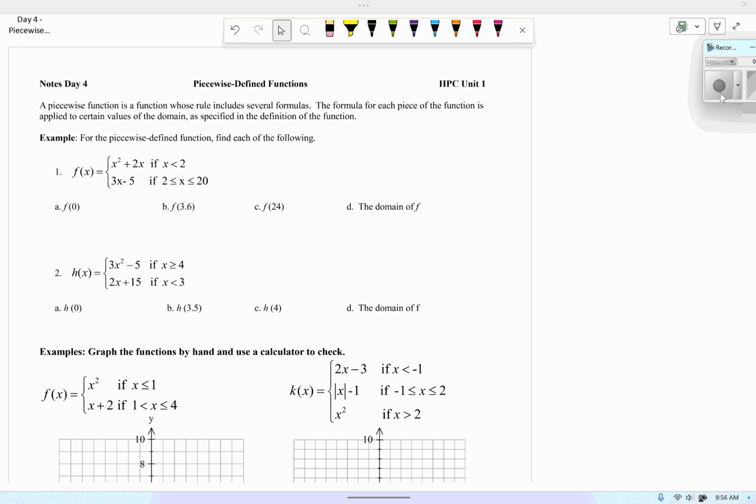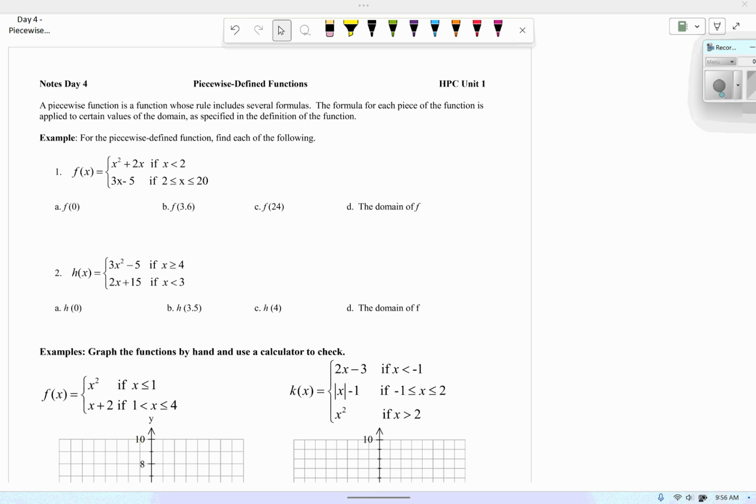Today we're going to talk about piecewise defined functions. So we're going to look at evaluating and also look at finding the domain and graphing of our equations. And we'll get to writing the equations of graphs later. So for the piecewise defined function, find each of the following.